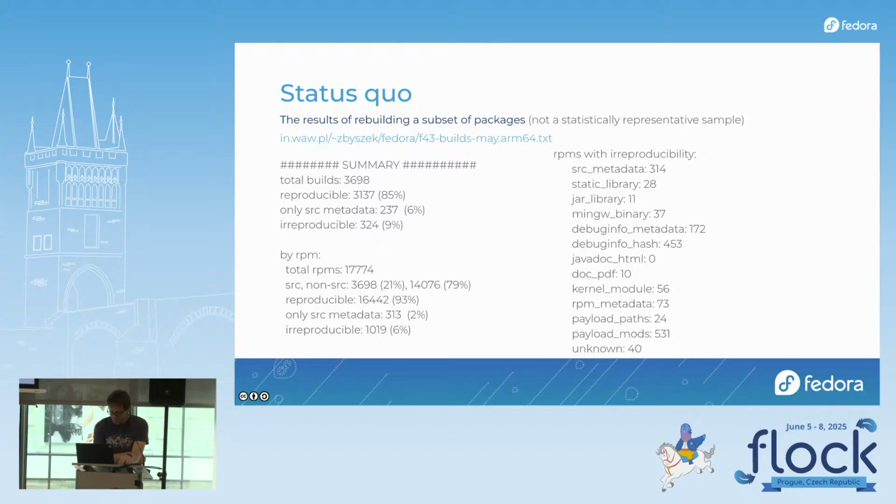The ones that are problematic are the ones here. I cannot go there, sorry. So payload mods and payload paths, it means that either paths or content of files in the binary RPMs differs, and this is the part that we want to fix.